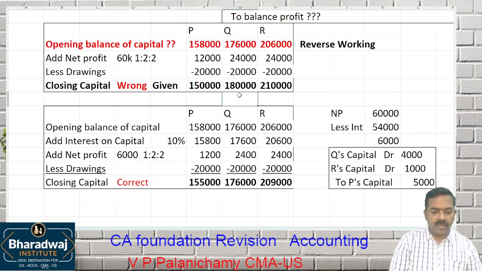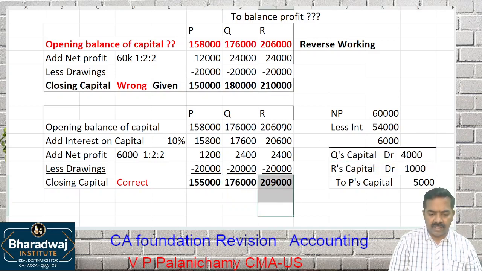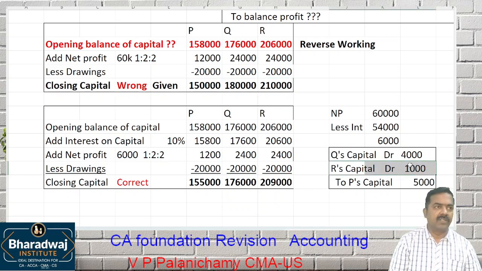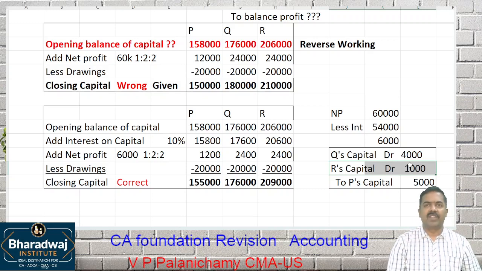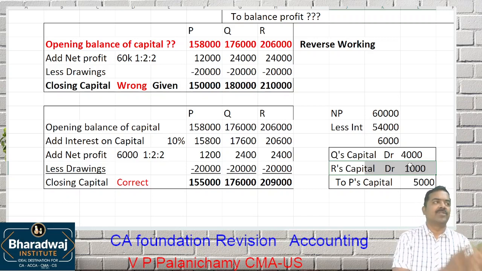How much is there? 1,80,000 is there. How much should be the balance? 1,76,000. Reduce it. Debit Q's capital. R should be 2,09,000 but 2,10,000 is there. So debit R's capital with what? 1,000. That's why I said because of the error or mistake, if one partner gained, other partners would have lost.